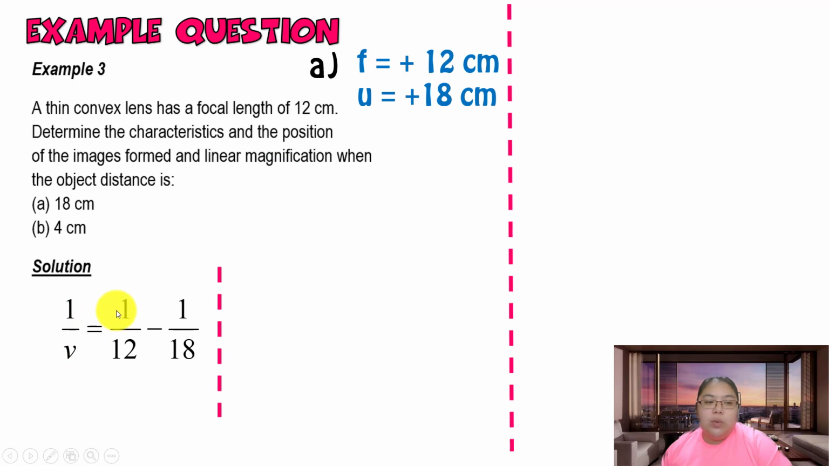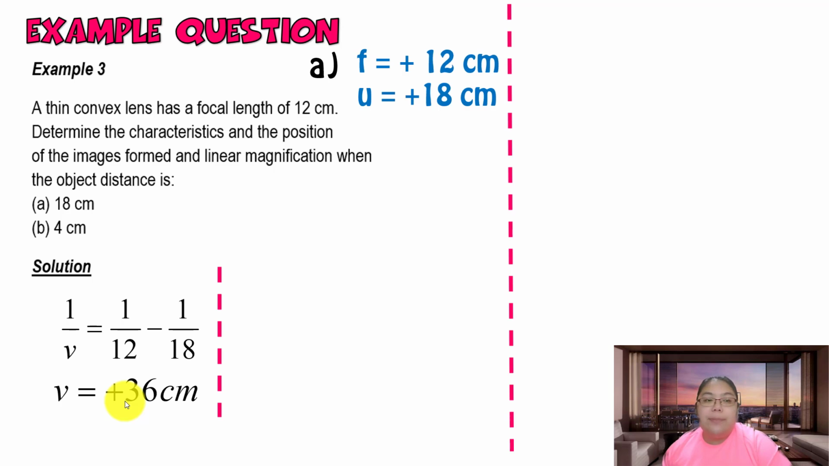1/V = 1/F − 1/U. So from here I need to find out what V is. You do your calculation, straightforward. I get positive 36 cm. So positive means it is real, together with inverted.